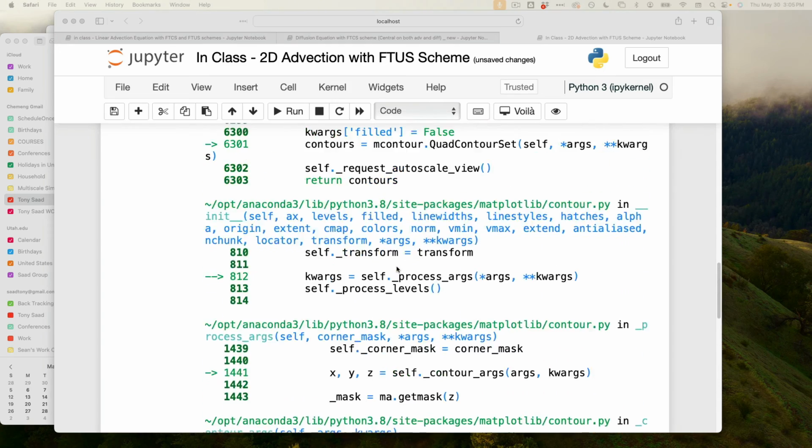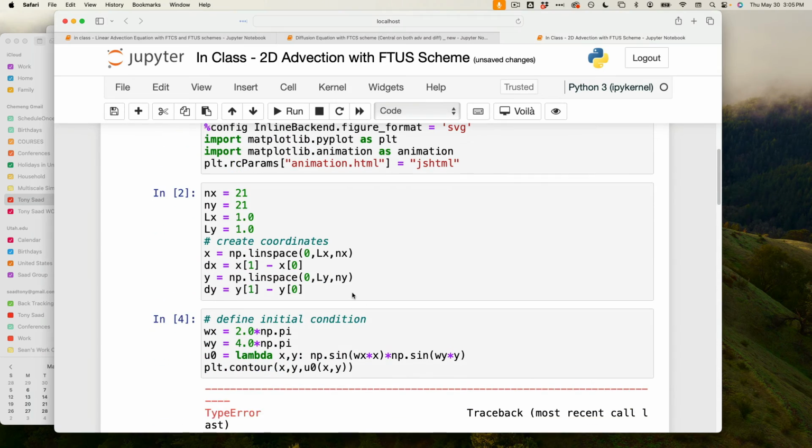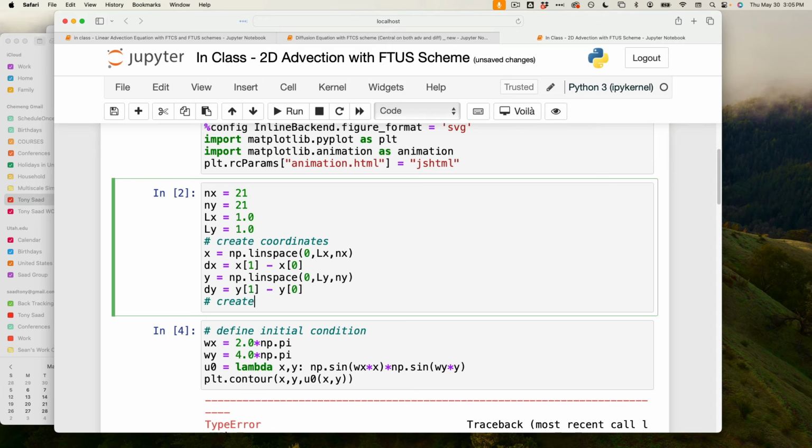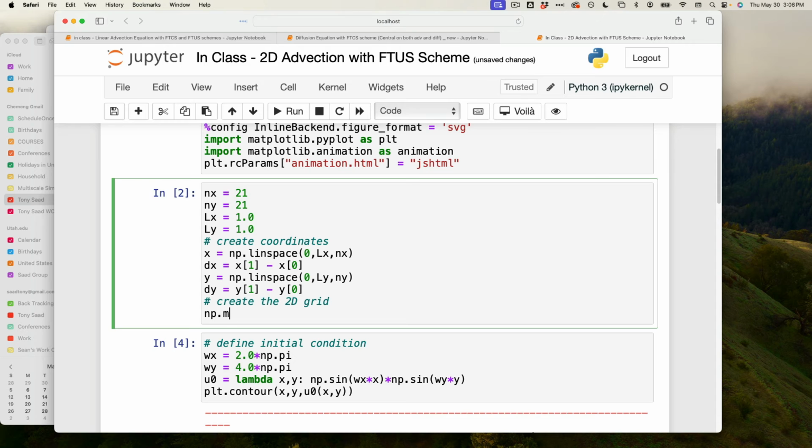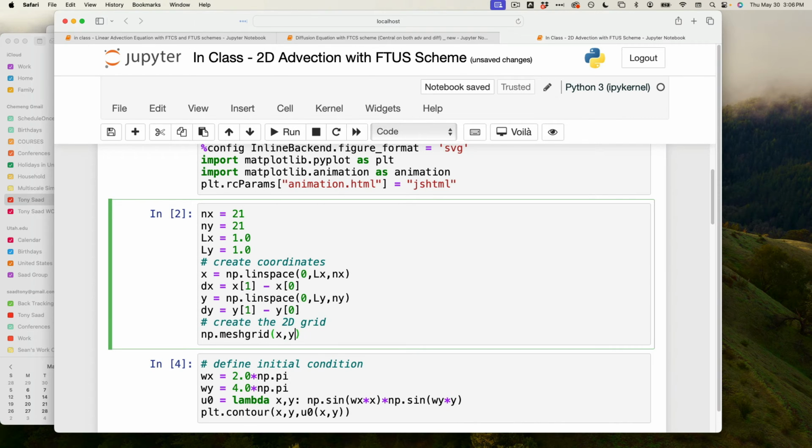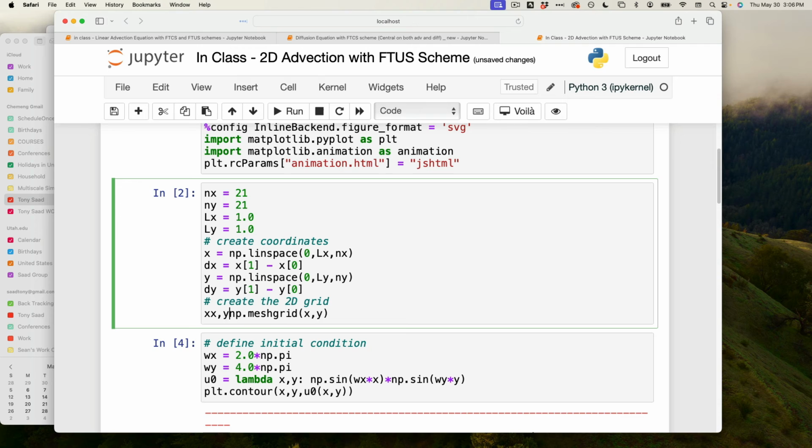Luckily, Python has a built-in feature that does that for you, and it's called meshgrid. So now we say, okay, create the 2D grid. We call np.meshgrid, and you simply give it X and Y, and it will return two-dimensional representations of X and Y. I call them XX and YY, because I'm very creative with my naming conventions. So XX and YY are the 2D representations of X and Y.